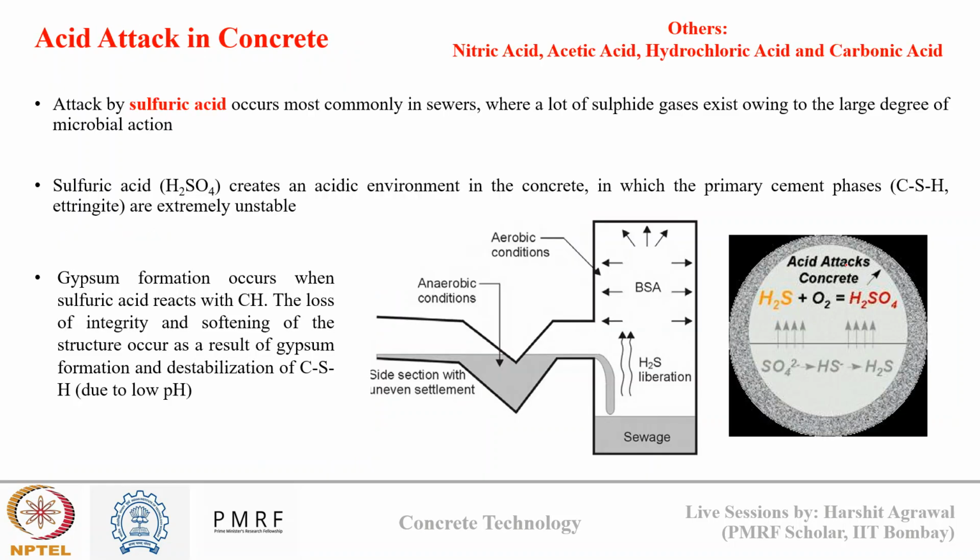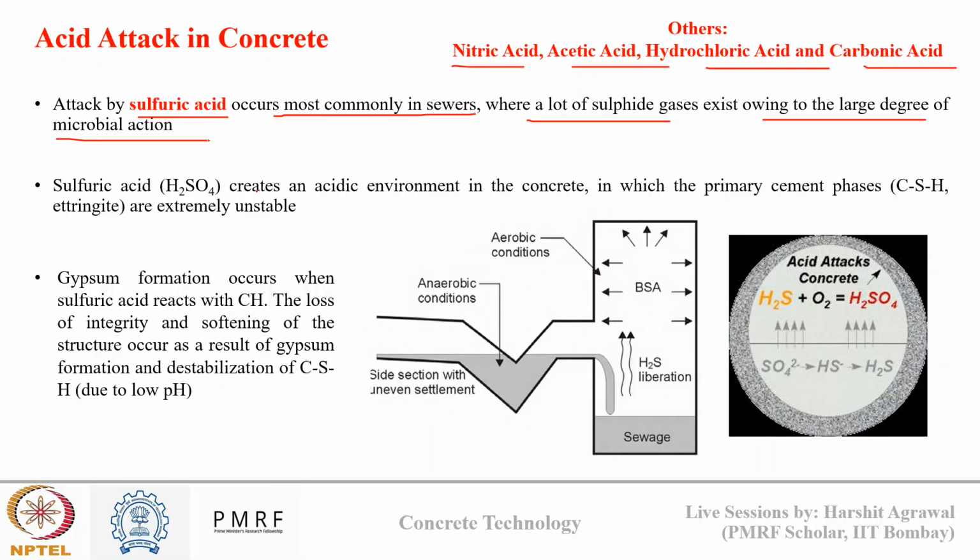Now, after sulfate attack, we have acid attack in concrete. There can be a variety of acids which can degrade concrete, like nitric acid, acetic acid, hydrochloric acid, and carbonic acid. But the majority of degradation in concrete is due to sulfuric acid, which is commonly observed in sewers, where a lot of sulfide gases exist owing to the large degree of microbial action in the sewage lines.